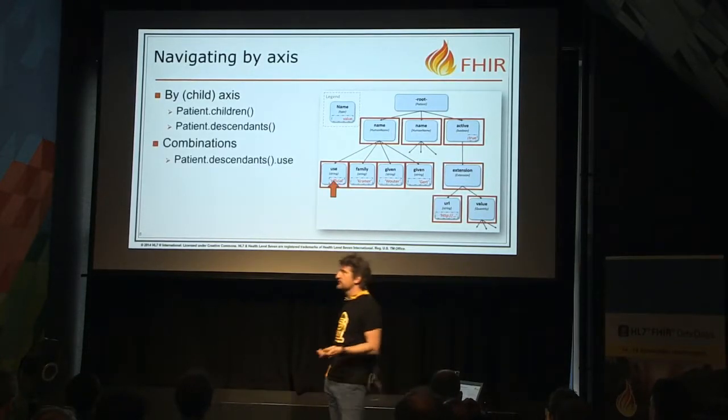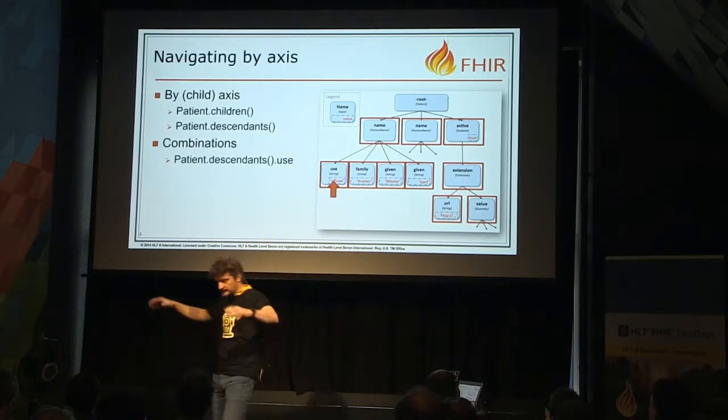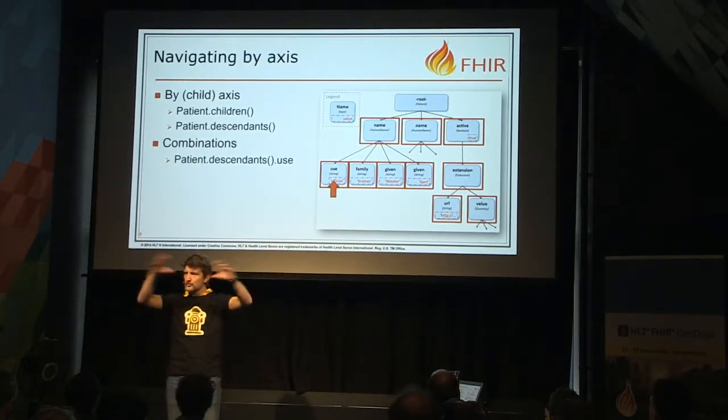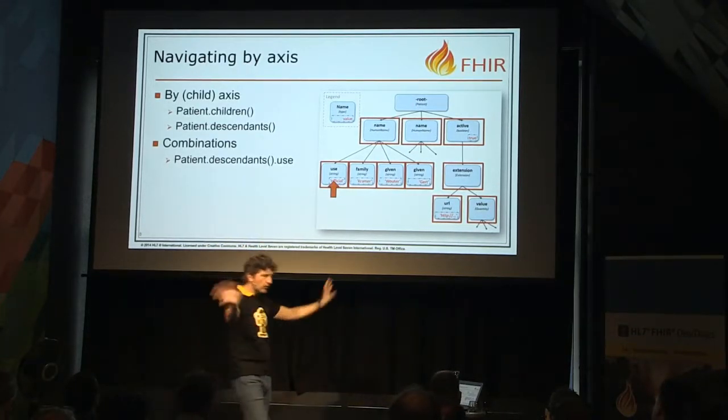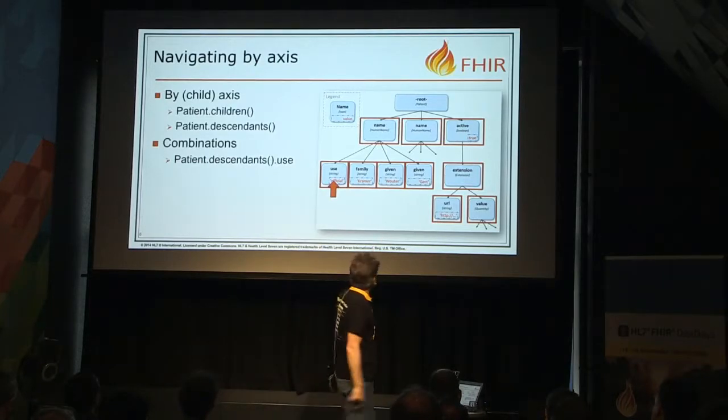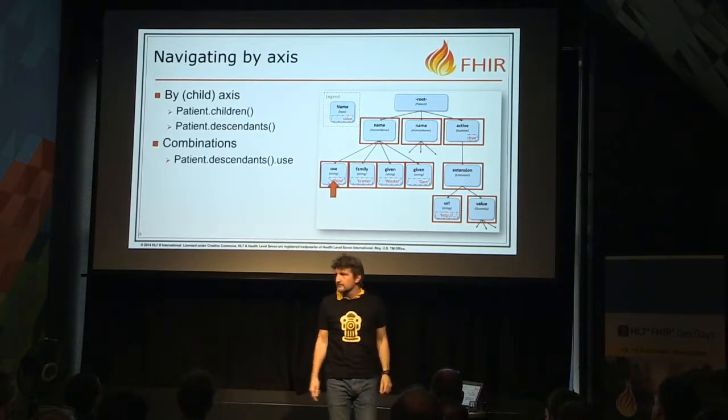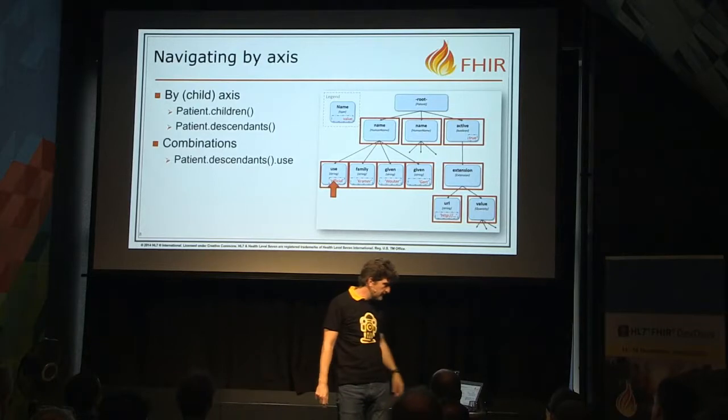And you can combine those things. So you can say, go to the descendants, and you have this long list of all nodes that are there in your actual patient instance, or use, family, given, and so on, and then filter all those on use. And so there's only one left after I've navigated down that path.